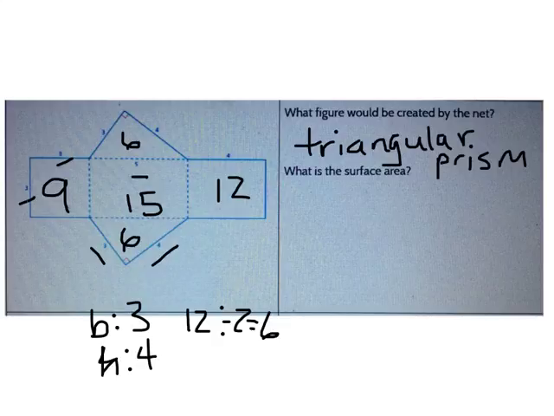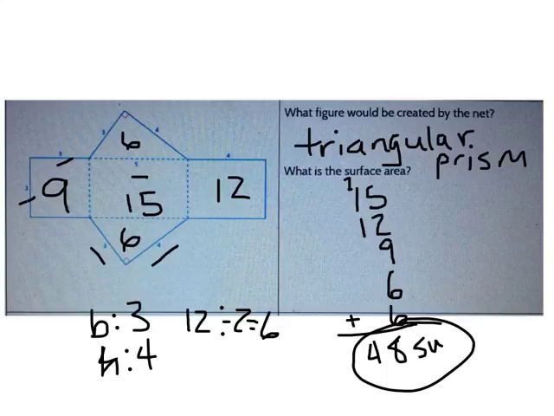Now I can add those up to find my surface area. 15, 12, 9, 6, and 6. Go ahead and add those up to find the total surface area of the shape. The total surface area of the shape is 48 square units.